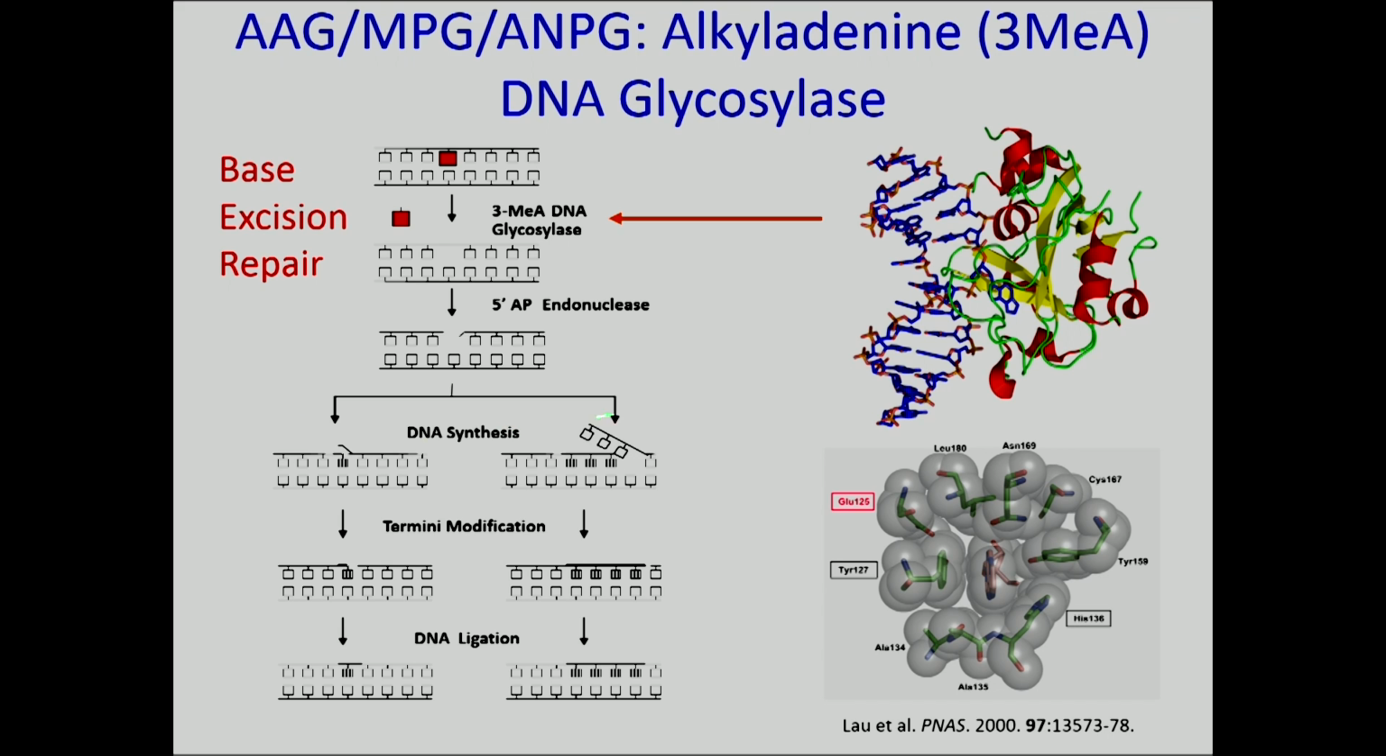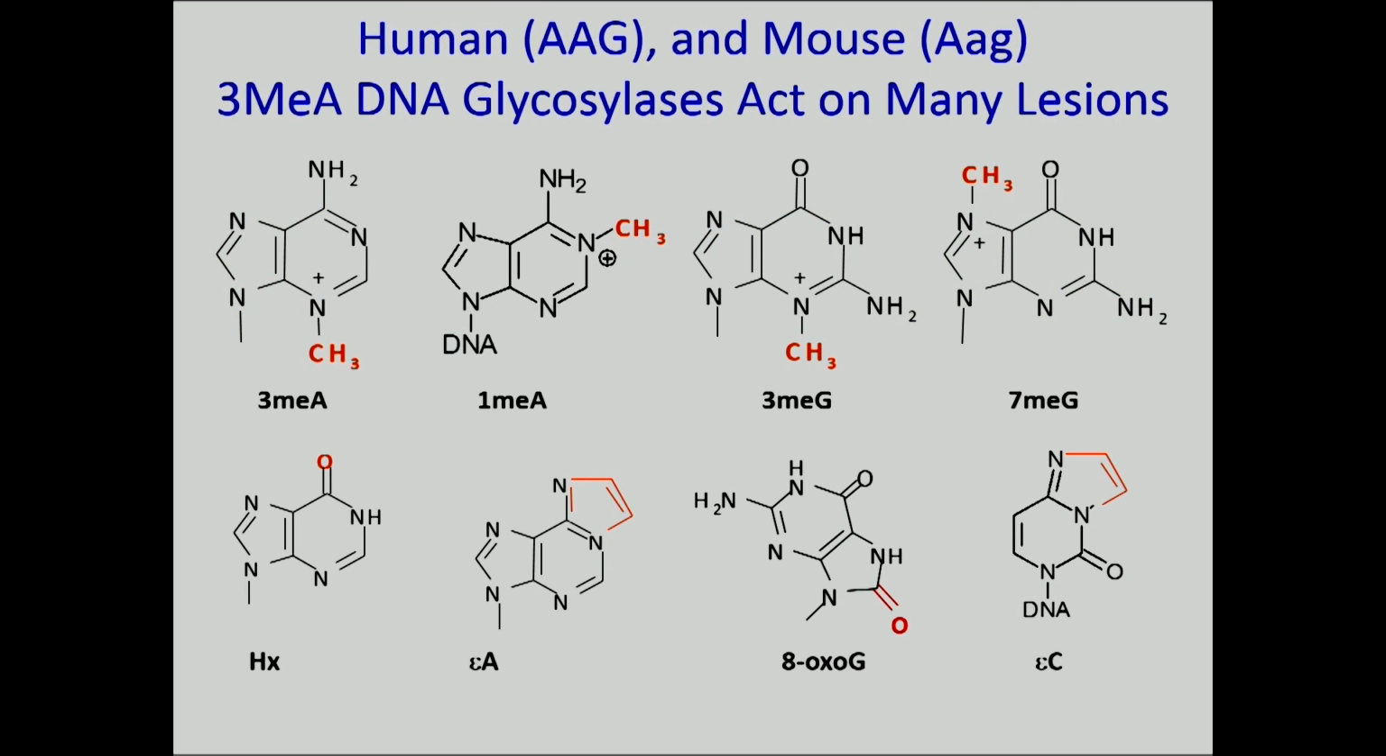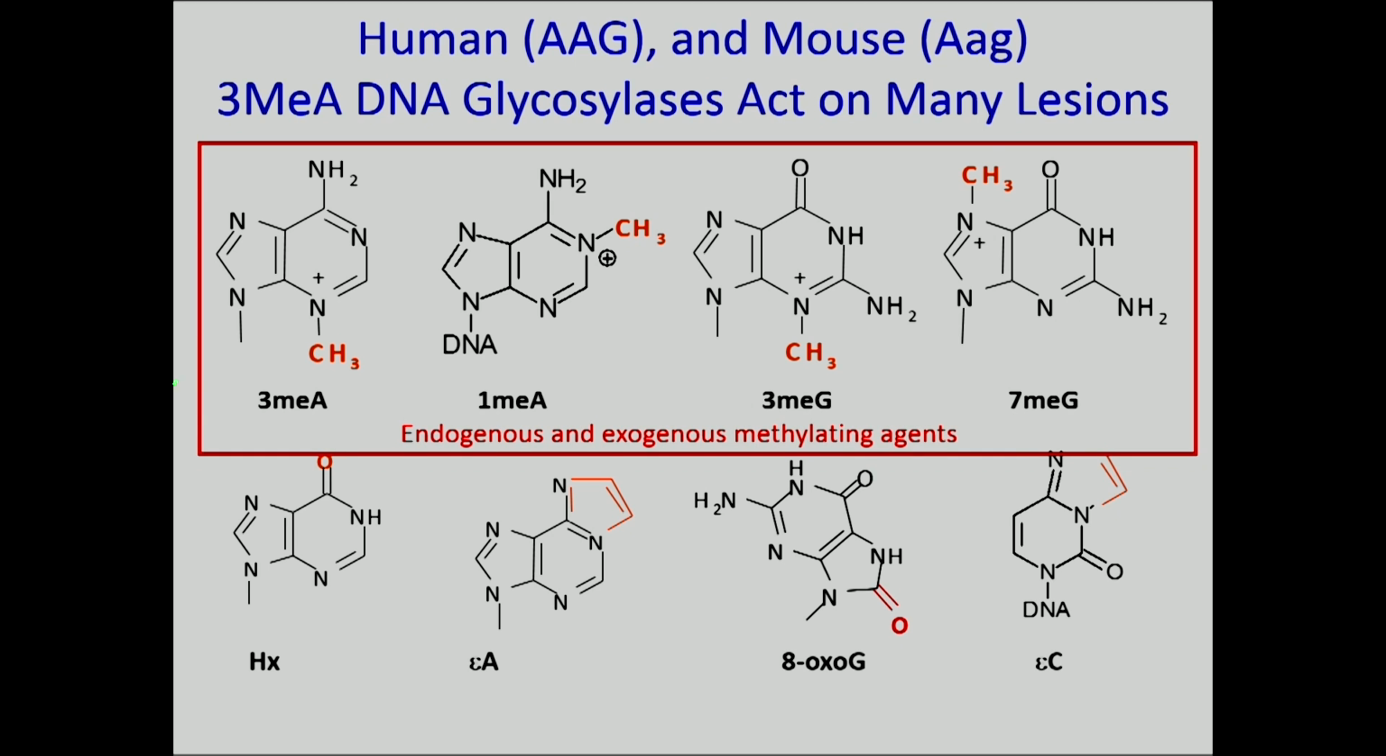So this particular glycosylase we started working on because it repairs methylation damage, but it turns out to repair lots of different kinds of damaged bases, and this is just a sampling. In addition to cleaving the glycosyl bond at 3-methyladenine, 1-methyladenine, 3-methylguanine, and 7-methylguanine, these are lesions that are pointing into both the minor and the major groove of DNA.